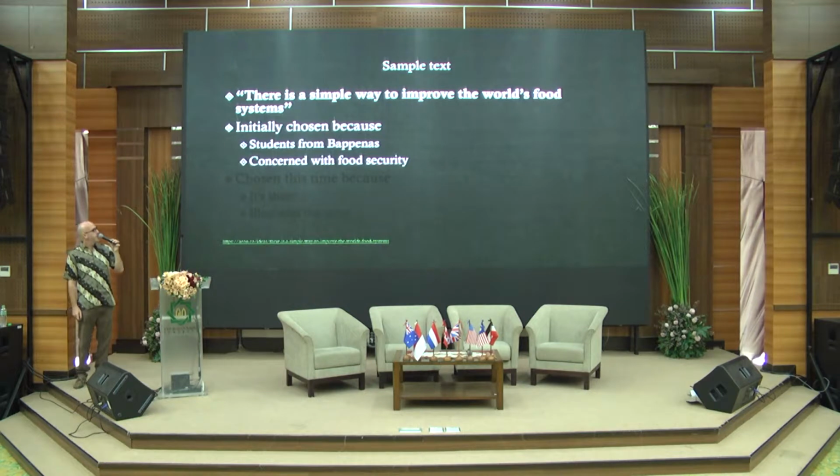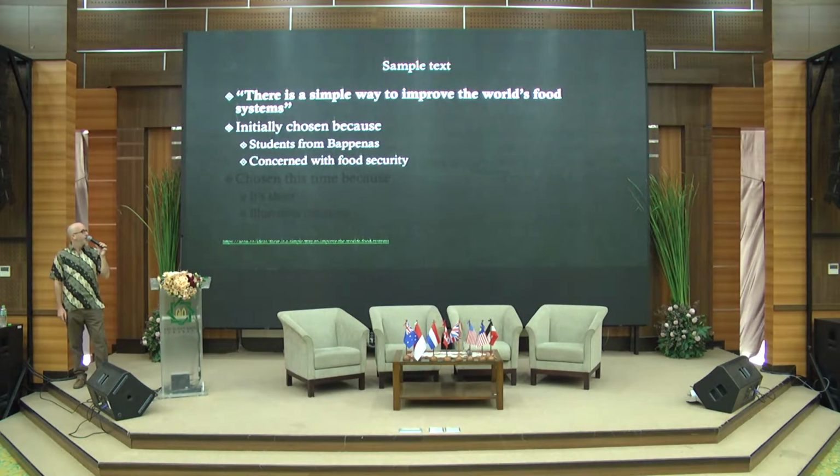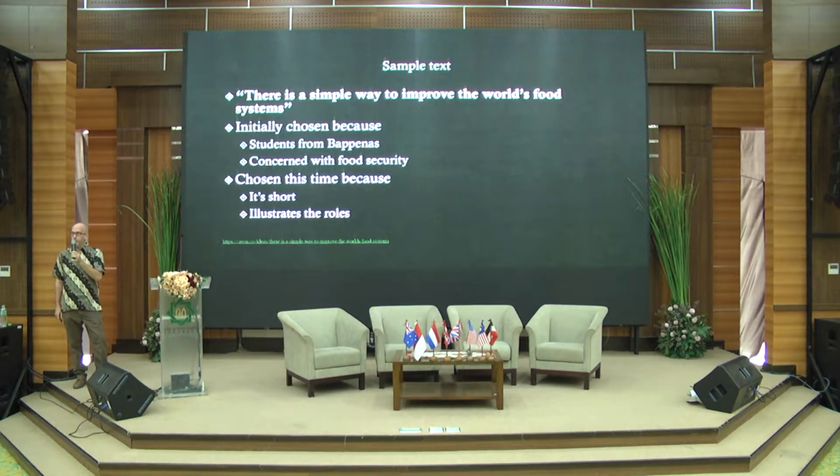So I chose this because my students were from Bappenas, which is the planning agency, I believe, in Indonesia. They were very concerned with food security and other planning issues, so this text was relevant to their background and to their future study. I chose it this time to demonstrate at this lecture because it's relatively short compared to some of the other texts I've used, and it illustrates the roles quite well, as we'll see a little bit later.